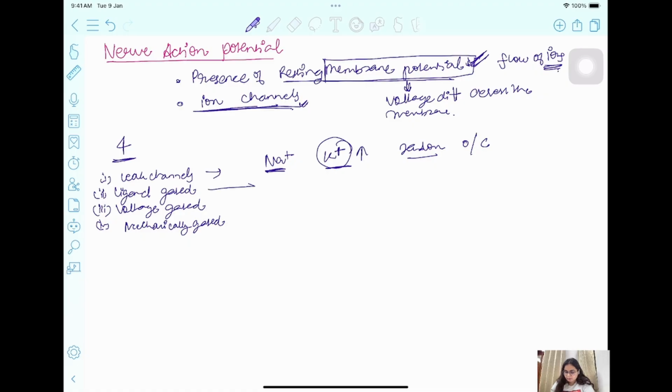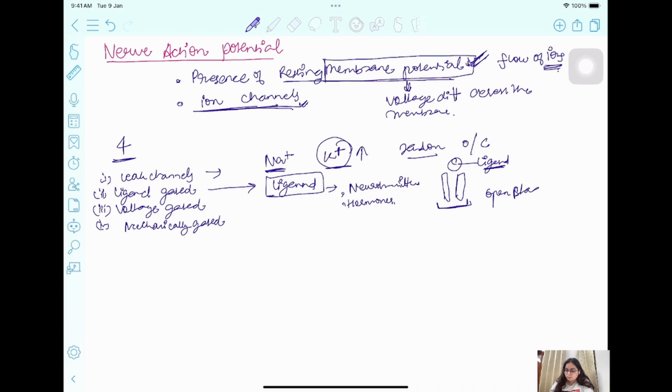Next are the ligand gated channels, which means they need a ligand for it to open or close. For example, ligands could be neurotransmitters or some hormones. When these ligands bind to their receptor, they change. For example, this is the receptor, and when a ligand binds to it, it changes the structure of the receptor, because of which the receptor comes into the open stage, which means now the ions can move past this gate.